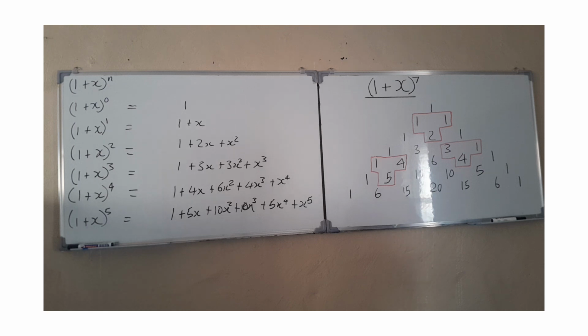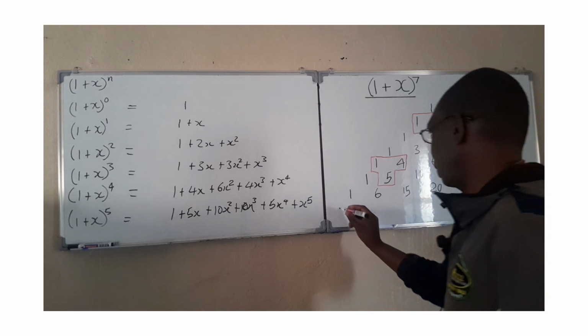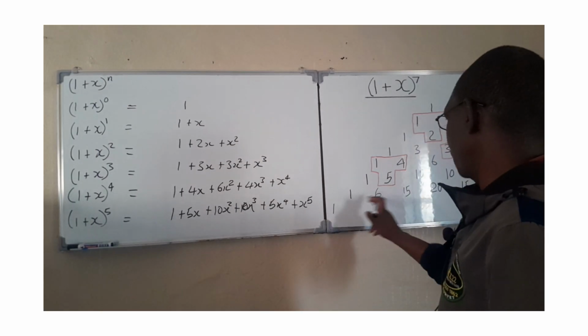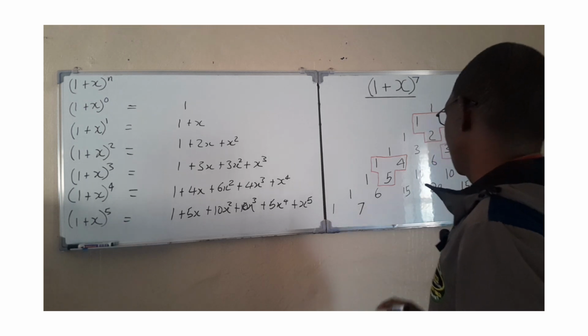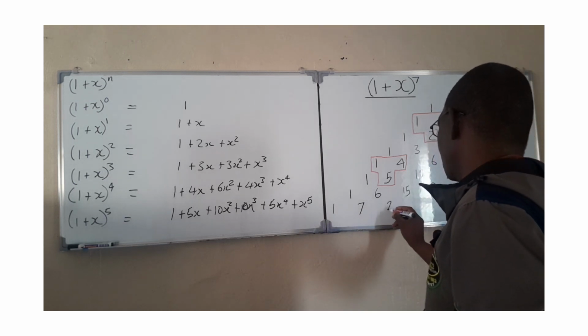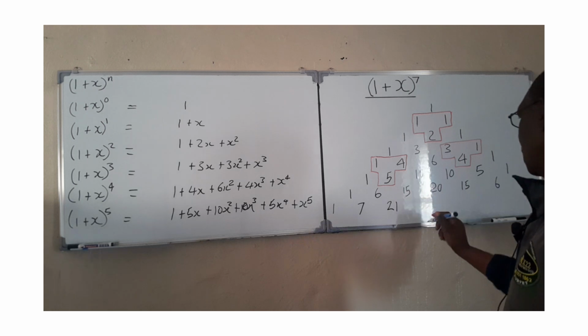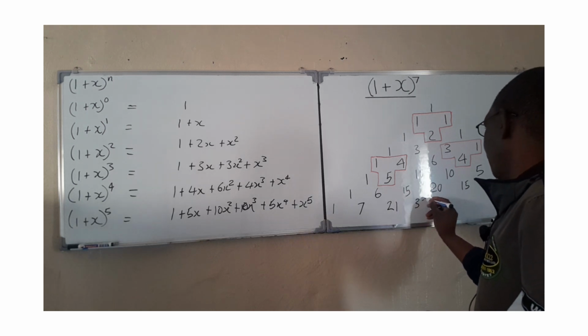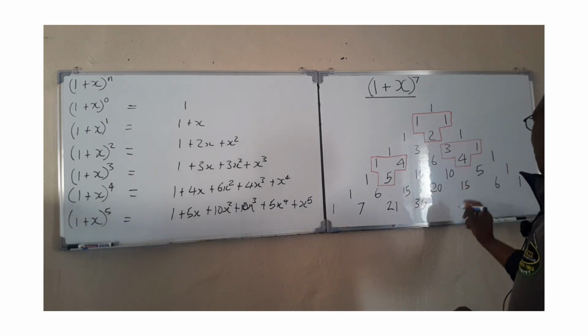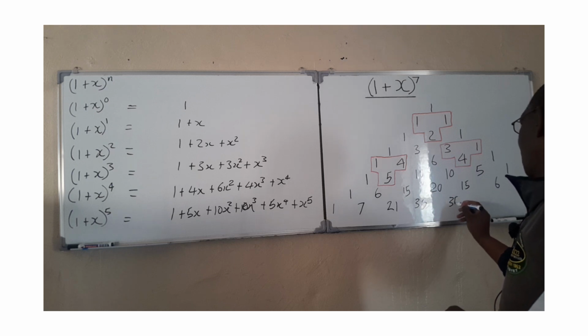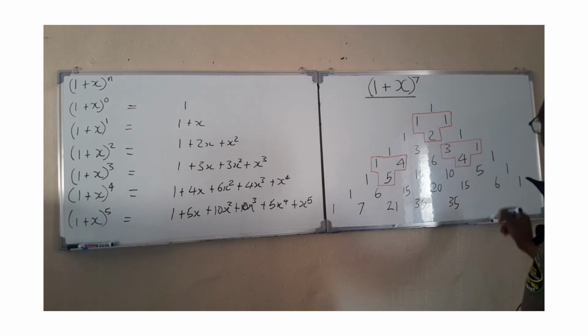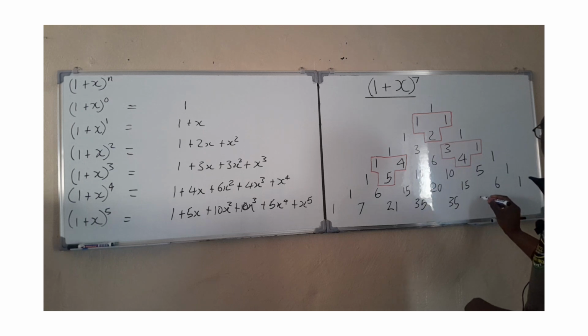Our target was 1 plus x to the power 7. Here we go. We will have a 1 here. And then 1 plus 6 gives us a 7. A 6 and a 15 gives us a 21. A 15 and a 20 gives us a 35. A 20 and a 15 gives us a 35 again. A 15 and a 6 gives us a 21. And a 6 and a 1 gives us a 7. And of course, we must have our 1 there.